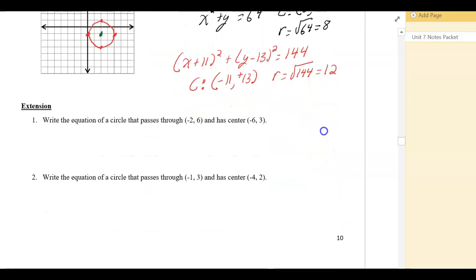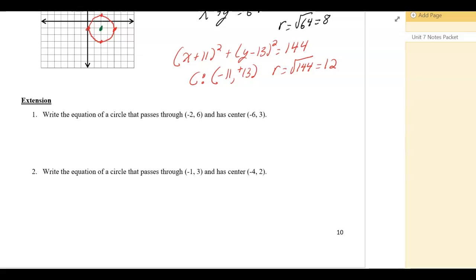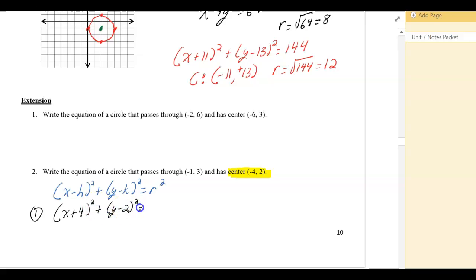The last two examples are an extension. I'm going to look at problem number 2 first. So I'm going to write down the formula, x minus h squared plus y minus k squared is equal to r squared. So this is a little 3-step process. I'm going to start with the center here that I just highlighted in yellow. So step 1 is I'm going to plug in the center. So x plus 4, remember you take the opposite, squared, plus y minus 2 squared is equal to r squared.